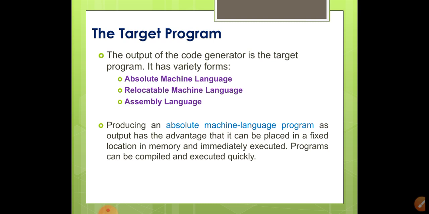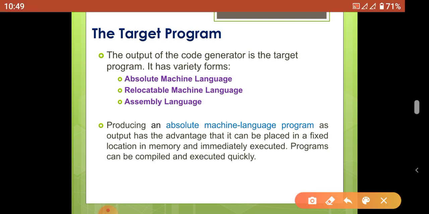Already, all of you know that the output of the code generation phase may be an assembly language program or otherwise a machine language program. But machine language program is classified into two types, absolute machine language program and relocatable machine language program, based on where we are going to store the program. So there are three possibilities for the output of the code generation phase: absolute machine language, relocatable machine language, and assembly language program.